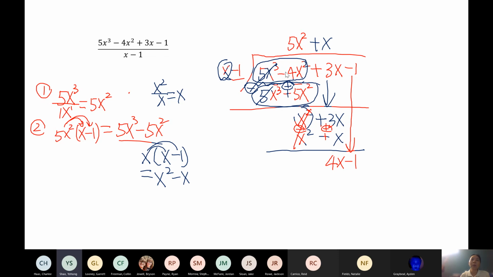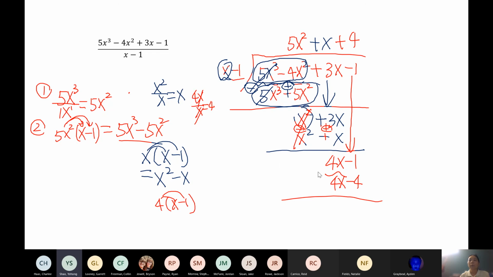So if you understand the one round of division, how to figure out a quotient, how to multiply, how to subtract, the rest of them are exactly the same, just repeat. So we do 4x divided by x. That gives us a 4, because x cancels x. So let's just put a plus 4 up there. And then we multiply 4 and x minus 1. So we get 4x minus 4.